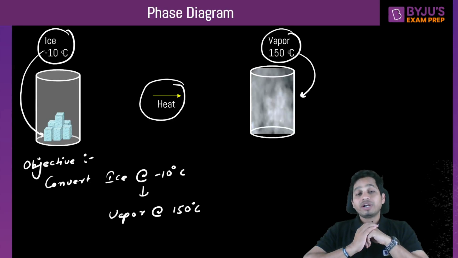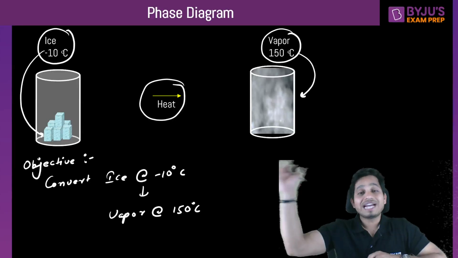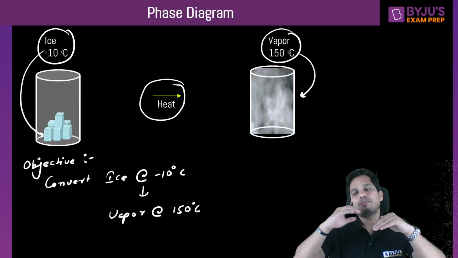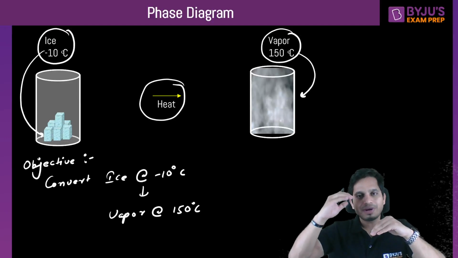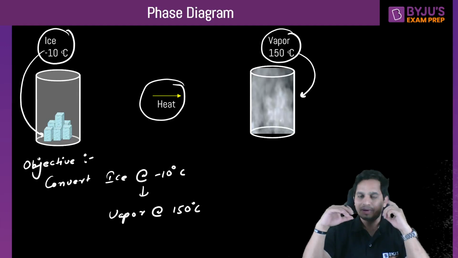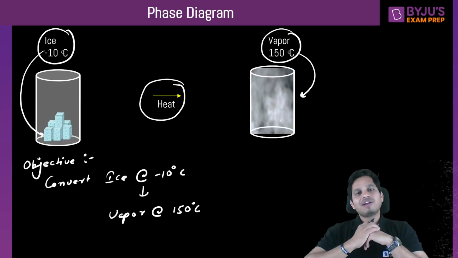Now how will we do it? Is there a way of directly converting ice into vapor? No, we cannot do it. There is a proper step-by-step process that happens when we convert ice into vapor. So let's try to understand what is happening here.